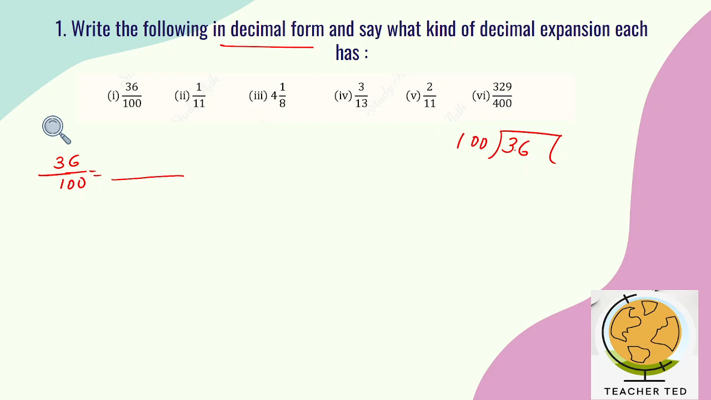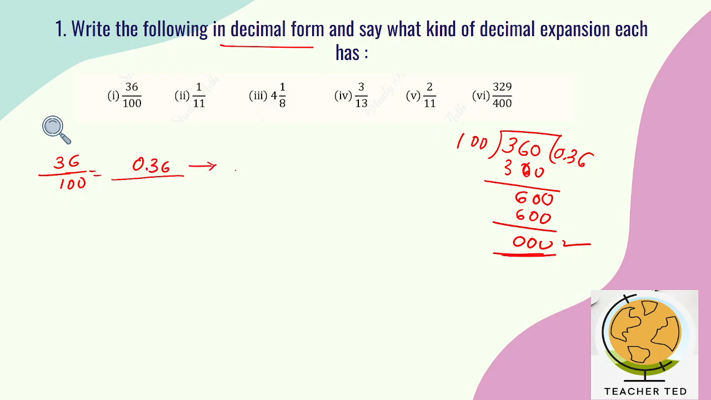Since 36 is lesser than 100, put a point here and it will become 360. 100 3s are 300, so 60, and put 0 here. 100 6s are 600 and the remainder becomes 0. So once the remainder becomes 0, we can say the decimal form is 0.36, and since the remainder becomes 0, the expansion is a terminating expansion.